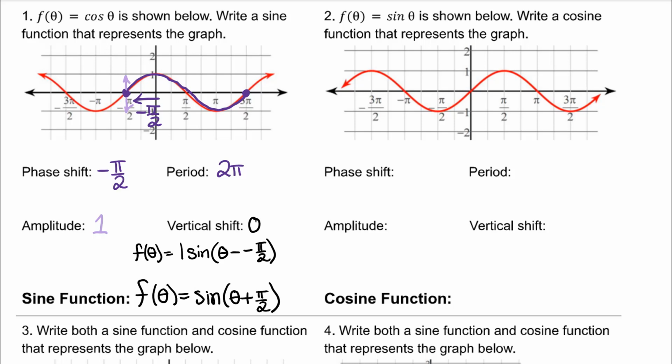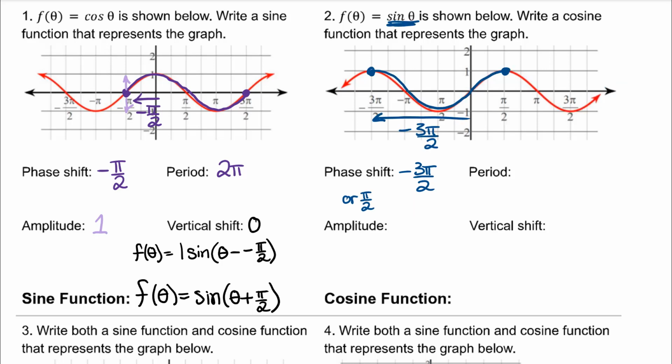For number 2, we've been given sine and need to write a cosine graph that represents it. Because cosine starts at its maximum, we can use the point at negative 3 pi halves for our phase shift. Or you could use pi halves as a "starting point," and in that case your phase shift would be pi halves. Either one will give you a cosine representation of the graph shown.